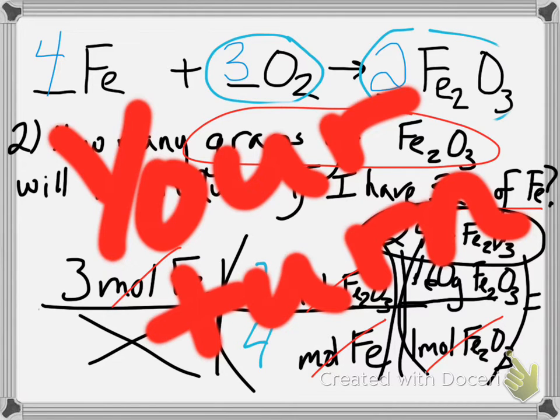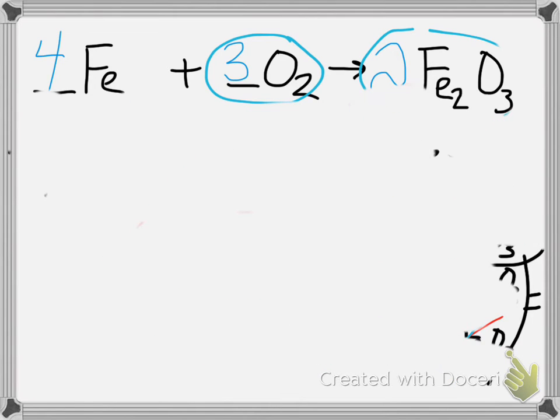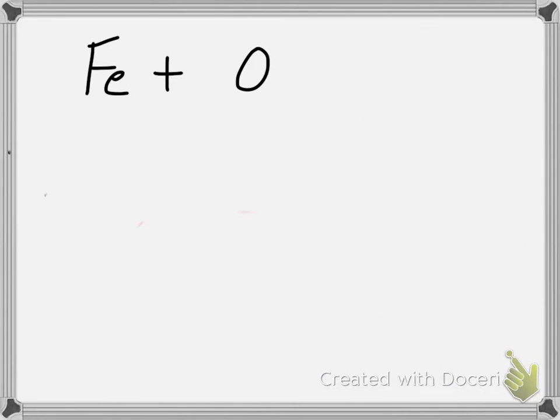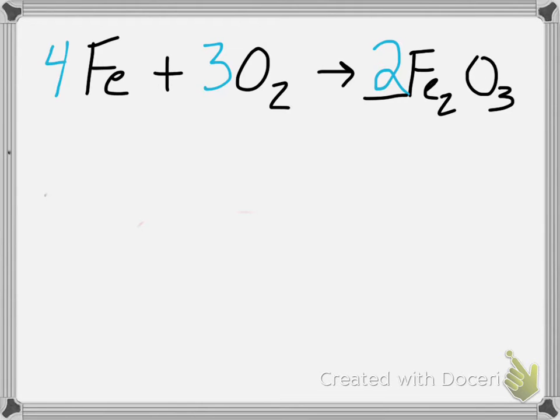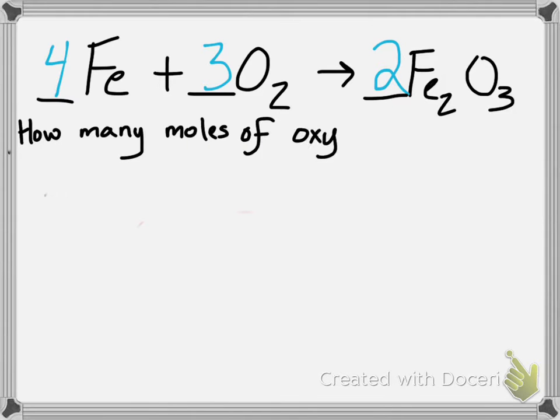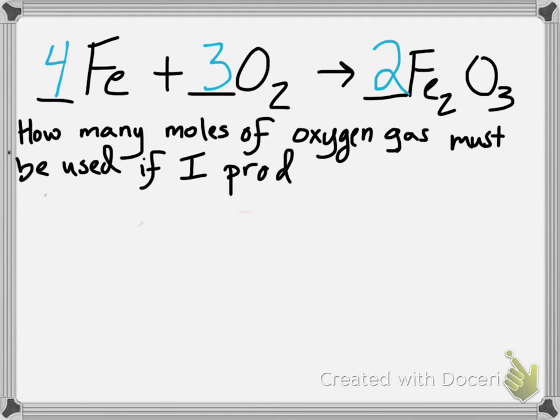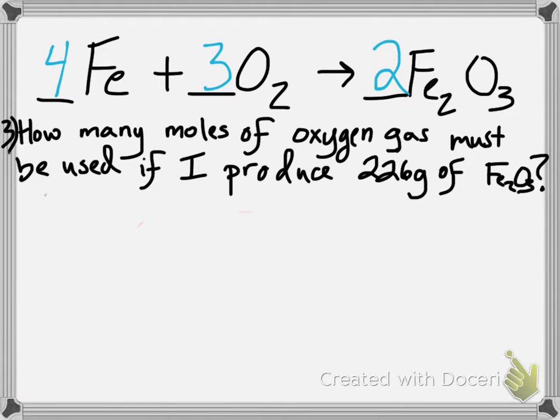All right, new question. So now this one's going to be kind of like number 3, where we're now going to start with grams. How many moles of oxygen gas must be used if I produce 226 grams of rust? So I already know after the fact, I have 226 grams of rust. So I want to know how much oxygen it took to make that much rust in moles.